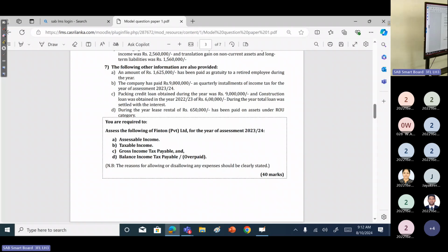Right? During the year, lease rental of rupees 650 has been paid on the assets under the ROU category. That is the ROU asset they have paid. What is the lease installment? So the rental we can claim. The amortization part we have to disallow. If any interest, that is also lease interest, I have not given. It should ideally come under the lease interest cost. So that is also disallowed. Is that clear? Right. So that's the way you have to analyze the question.